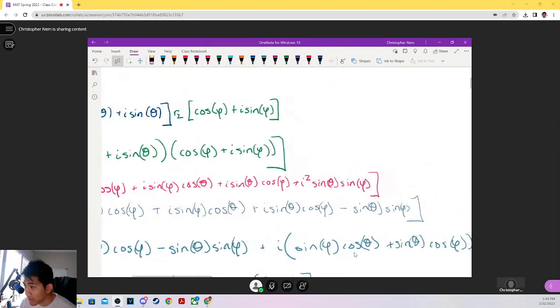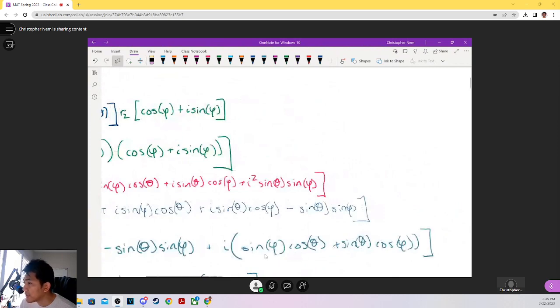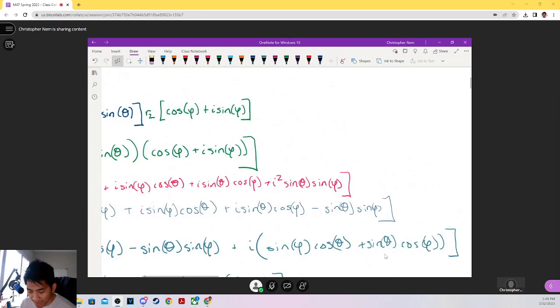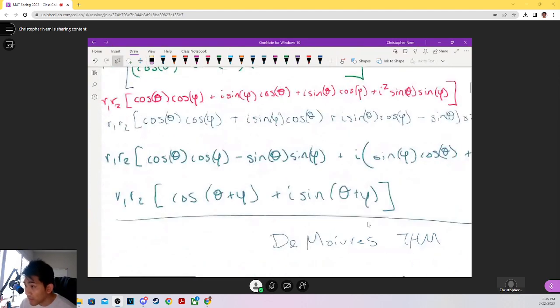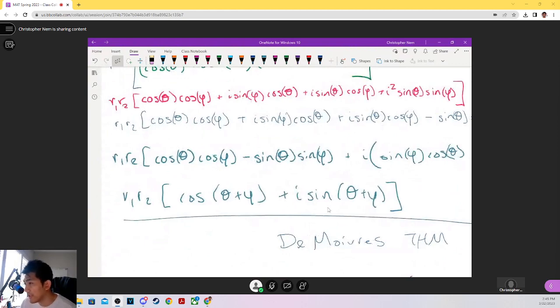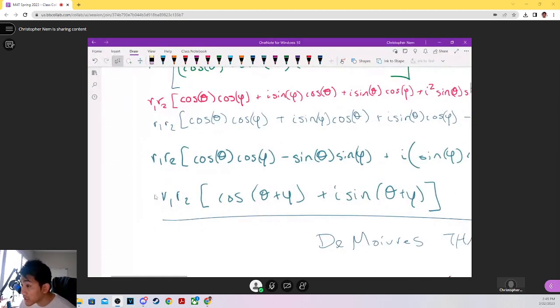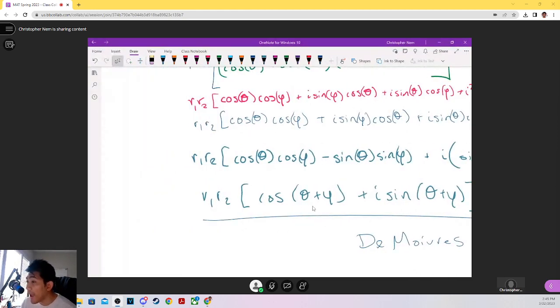Let me scroll to the side a bit. If I pull that out, then I'm left with sine theta cosine phi plus cosine theta sine phi. Well, this is exactly the sum formulas for sine and cosine. We can just add the two angles: cosine of the sum of the angles plus i sine of the sum of the angles. And then this is the modulus being multiplied. So this is why the product of two complex numbers has the angle measures being added and the modulus being multiplied. That's how we want to view it geometrically.